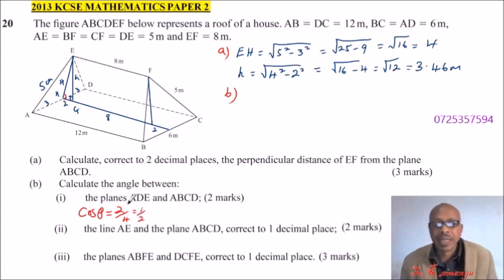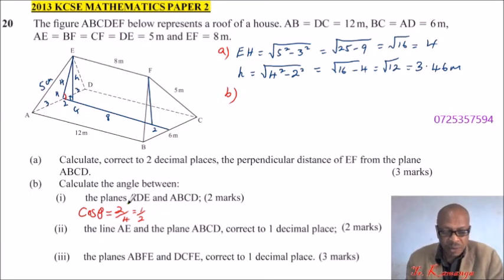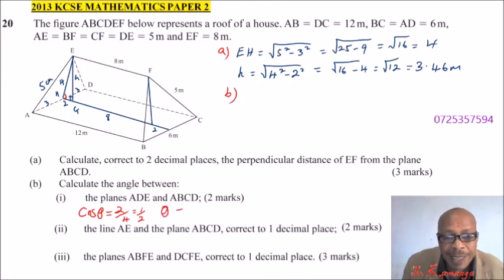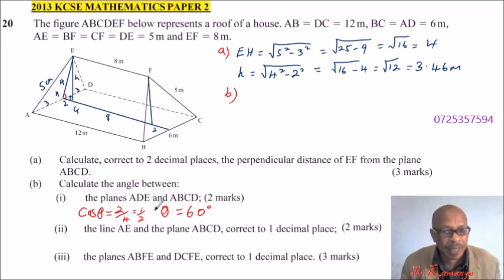So you use your calculator now and get cos inverse of a half. You press the inverse button, you press cos, that will give you cos inverse, and you put 0.5, and you'll be able to get theta here is equal to 60 degrees. So the angle here is 60 degrees. So that's how you get that.